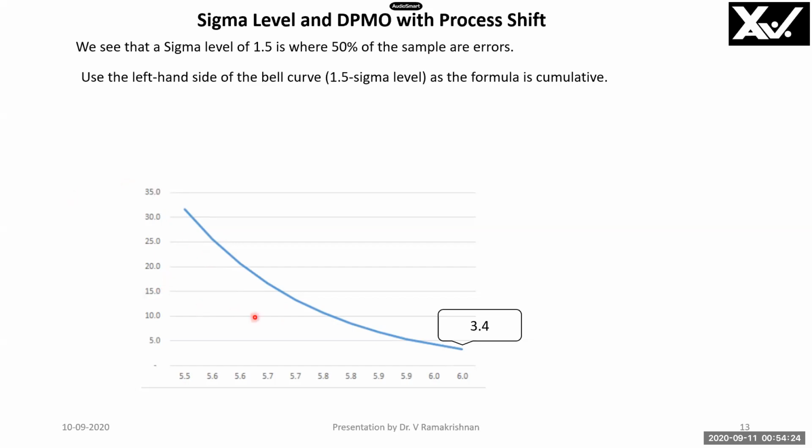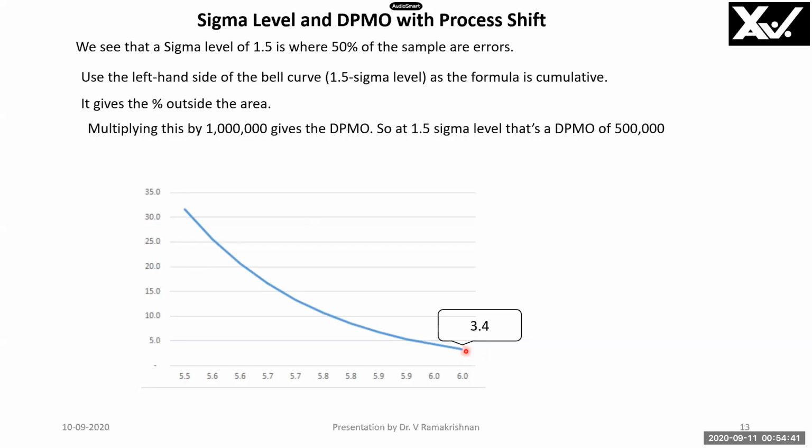Then as we move towards the right, the sigma level keeps increasing and the defects decrease, because a sigma level rise is always better, it decreases the defects. And it gives a percentage outside the area. That is what this is here, right? We can also give it in terms of percentage. Multiplying the percentage by 1 million gives the DPMO, right? So here 3.4 DPMO, we have got it, right?